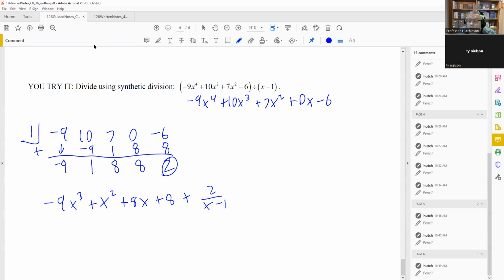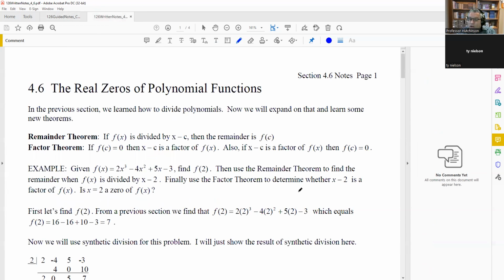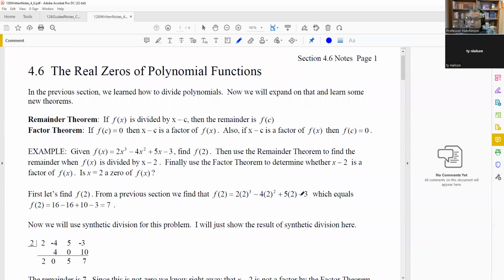Okay, so that's everything from the CR16. And so that's the homework. This goes up to CR16 for this week. But we'll go ahead and start on 4.6, and we'll just do a little bit of this, so that we don't have to do as much on Tuesday when we come back. Because we have to finish 4.6 and 4.7 by Tuesday. So if we start 4.6 today, we'll be a little bit ahead. So this is for next week's material now. 4.6 is called the real zeros of polynomial functions.